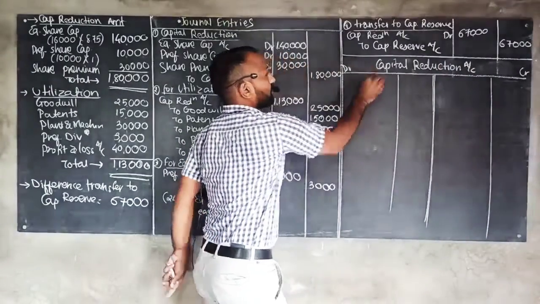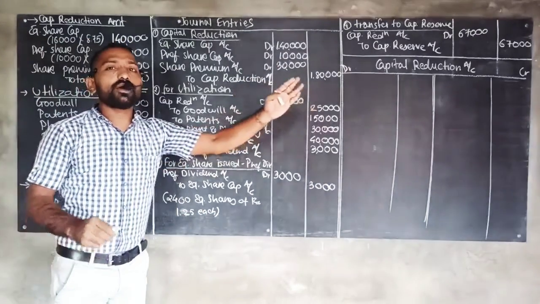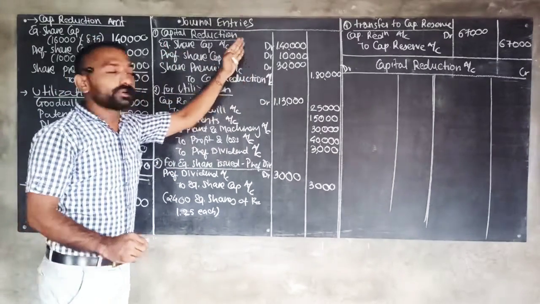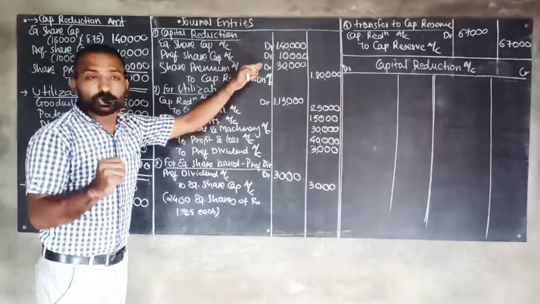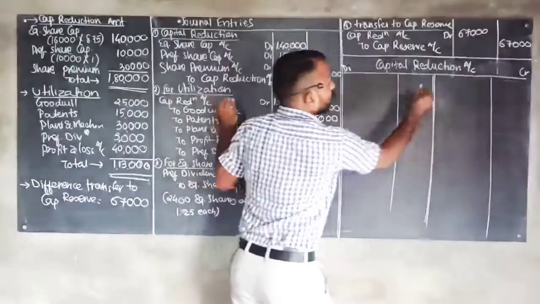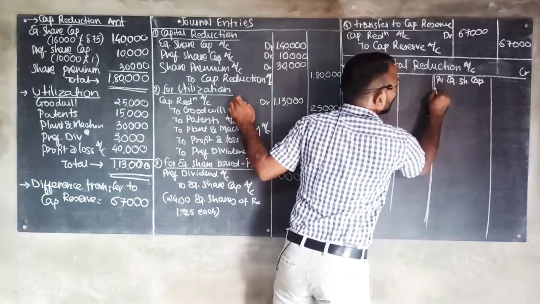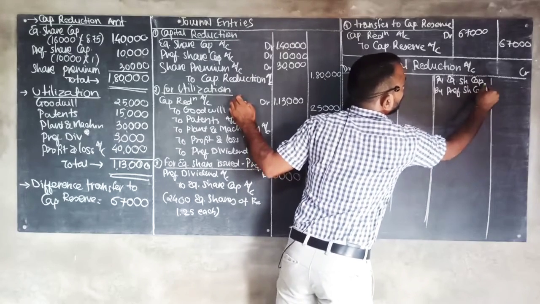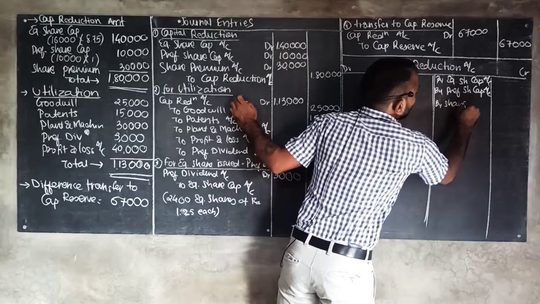This is a capital reduction account. Done. Let's give the effect of all this to the capital reduction account. Look at here. What is the entry? Equity share capital account debited, preference share capital account debited, share premium account debited to capital reduction. So on the credit side of capital reduction, by equity share capital account, by preference share capital account, and by share premium account.